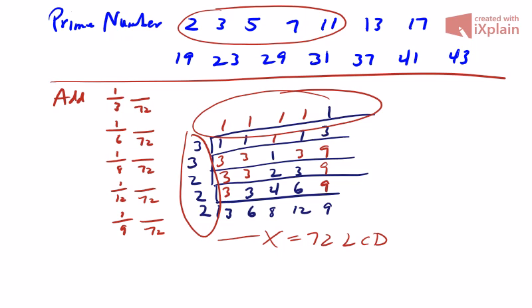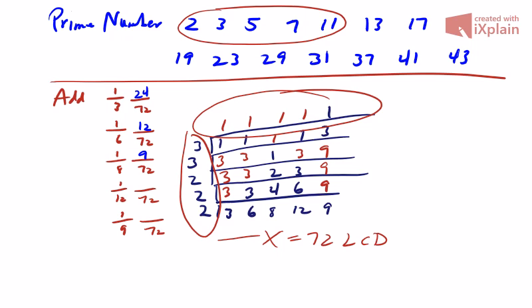Okay, 3 will go into 72 24 times, so 24 times 1 is 24. Okay, 6 will go into 72 12 times. 12 times 1 is 12. 8 will go into 72 9 times. 9 times 1 is 9.